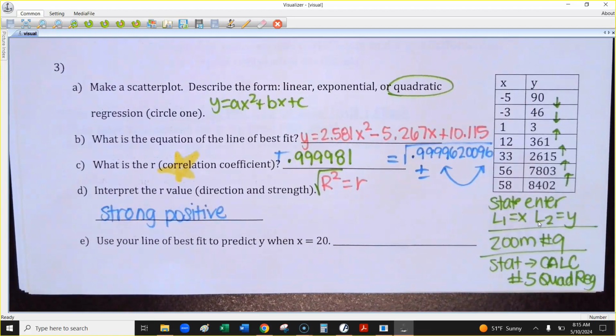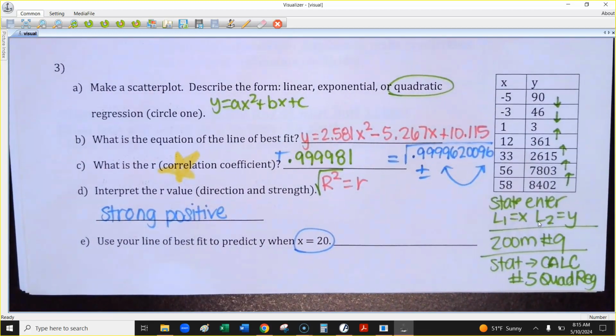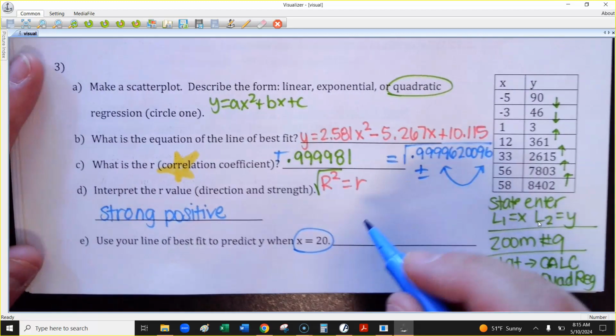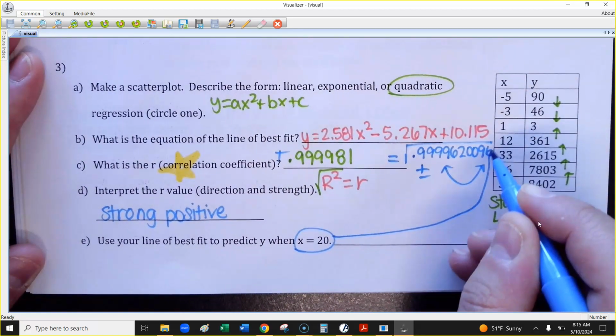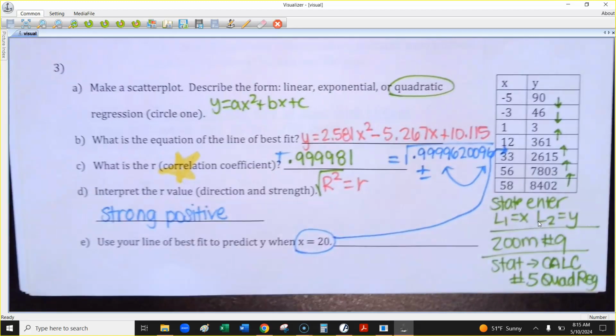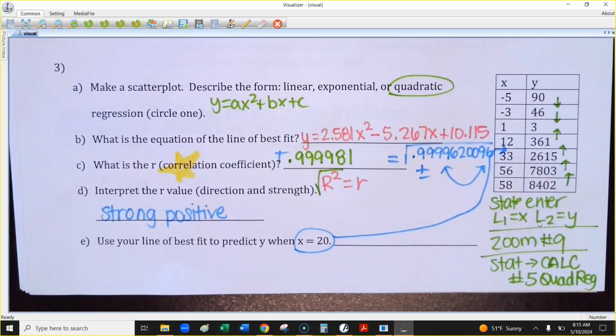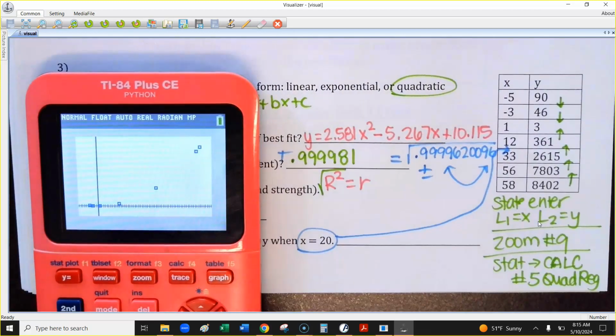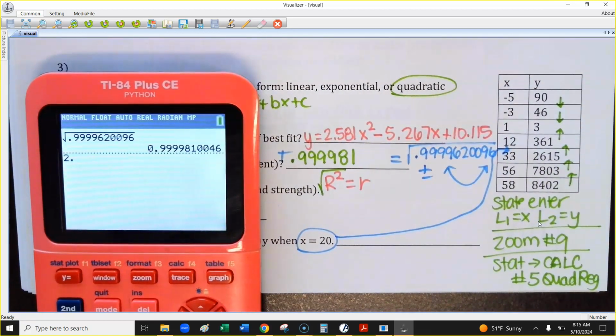And then, again, a lot of these questions will ask you, just as the last part, what would your Y value be if X was a certain number, in this case 20. So again, I tried to pick a number that would kind of fall into the table so you can kind of make a guess as to whether or not this would be reasonable. So I'm just using the equation. I'm going to type that 2.581, and then we're going to just plug in 20. Don't forget to square it because this is a quadratic. And then minus 5.267 times 20. No, don't square that one, that's just X. And then plus 10.115.